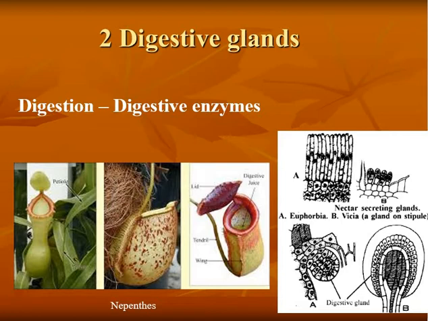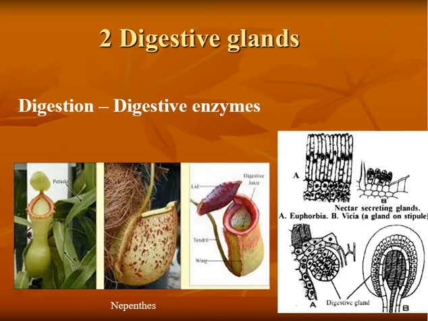And this pitcher has a lid, and there are a lot of hairs present on the aperture. Normally it will be projected like this. Whenever an insect goes into this flask-shaped structure, the hairs will sense it and the lid will be closed. Once the insect is captured, it will produce a lot of digestive enzymes with which the insect will be digested and the nitrogenous material will be absorbed by the plant.